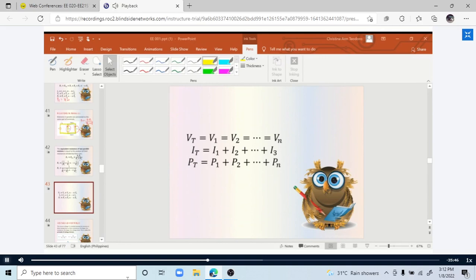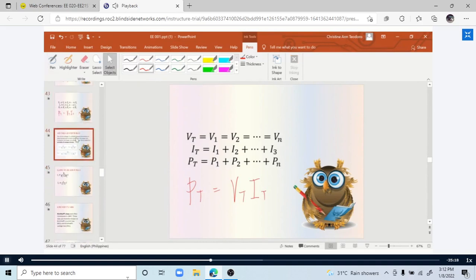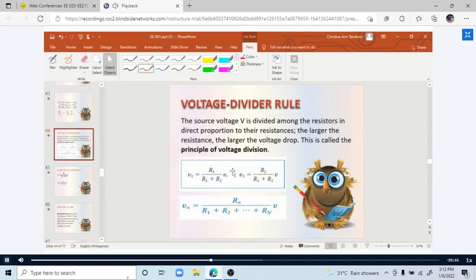Okay. Now, when it comes to power, as I've said a while ago, whatever the connection, either series or parallel, delta to Y, our power is always additive. Or you can at least use that the total power, PT, is equal to your total voltage multiplied by your total current. Okay? Now, we have what we call the voltage divider rule.